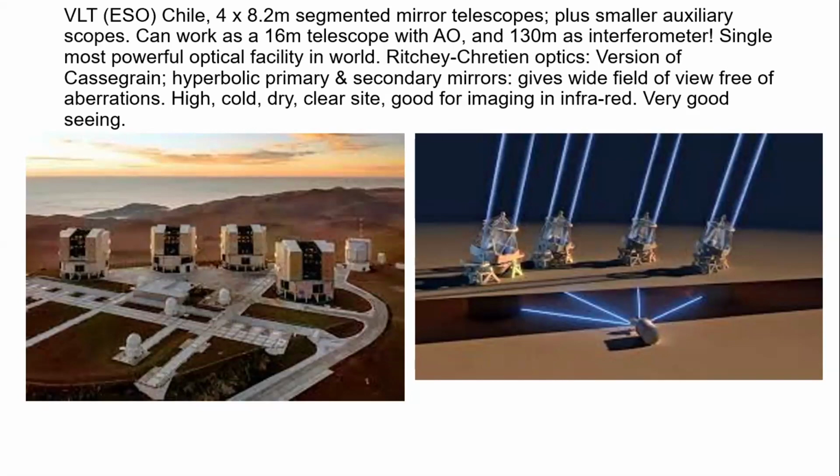But the Ritchey-Chrétien design is probably the best of them. I could get into trouble with people that make other ones. One of the best designs for almost perfect imaging over a relatively wide field of view. And being in the high desert, the Atacama in Chile, a very high, cold, clear, dry site, you can image into the infrared to a certain extent there because there's very little water vapor and very good seeing.